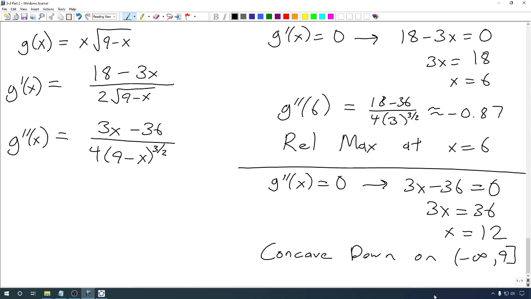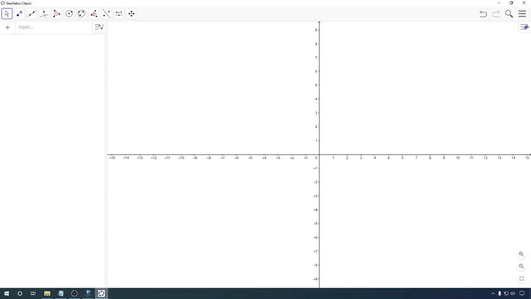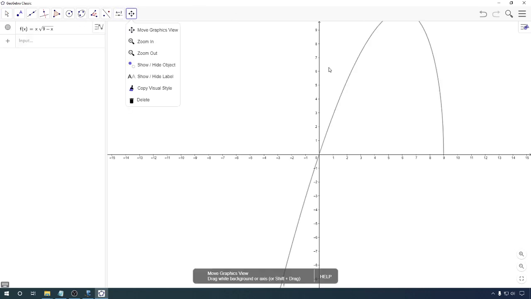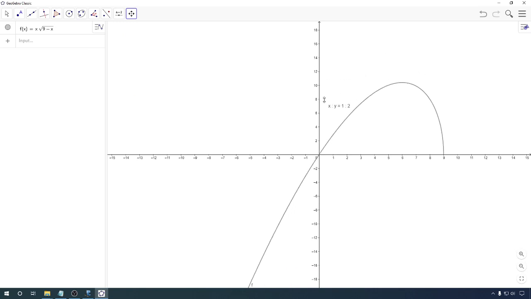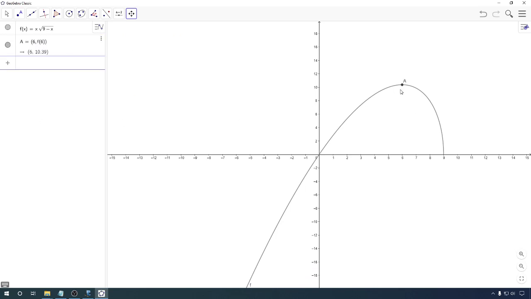Let's go ahead and look at the graph of this just to confirm what we got here. Remember, our function was simply x times the square root of 9 minus x. Let's shrink the y values down a little bit. We have a point at 6 comma f of 6, and that is our relative maximum, like we identified. But we don't have any points of inflection. It never changes from being concave down. It's always opening downwards. And that's really all there is to it.